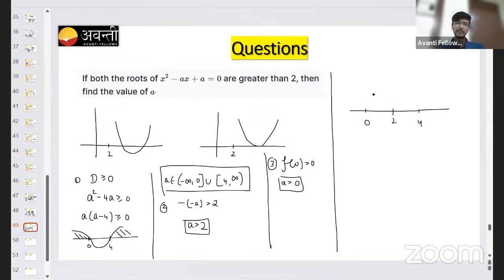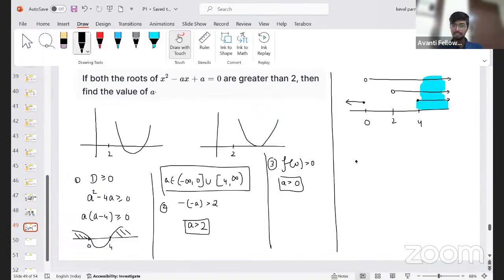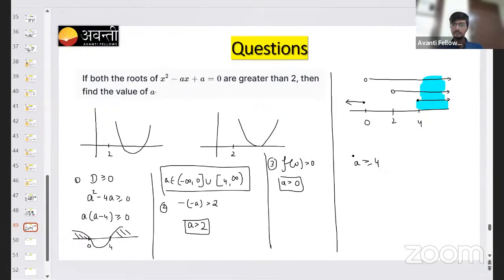So according to first, minus infinity से 0 और 4 से infinity. Second 2 से infinity. Third 0 से infinity. So you can easily see the common region. क्या है कॉमन रीजन? a is greater than or equals to 4. This is my answer. Simple.